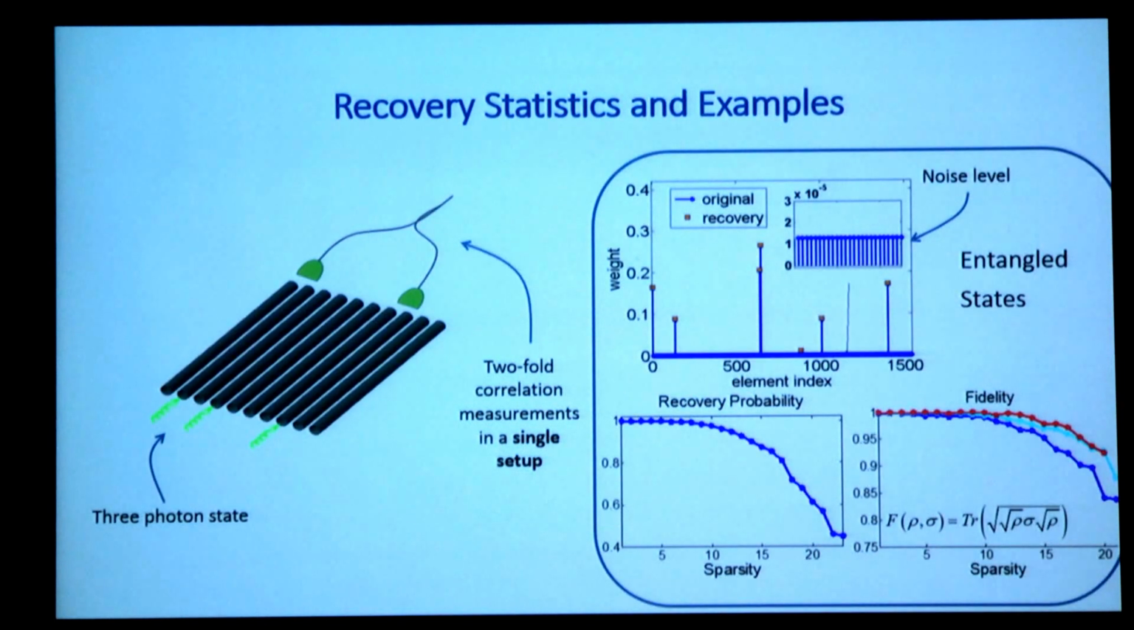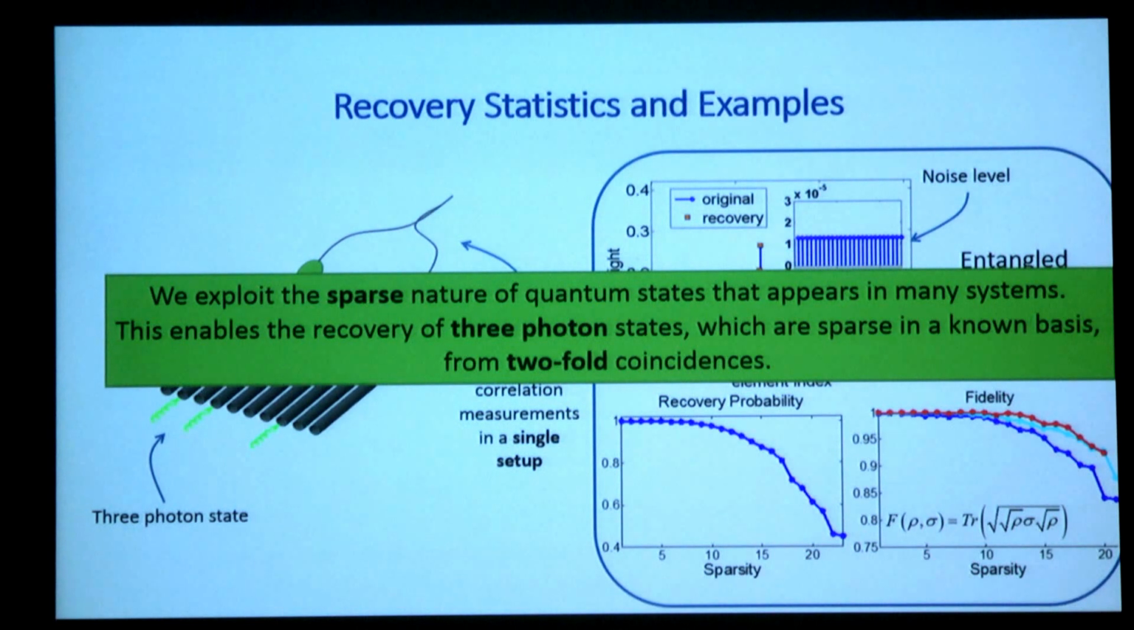Here is another example in the same setup, however, now in a different basis, one including entangled states. As I said, entanglement is an extremely important resource in quantum information. You can see again that the recovery works very well, and it behaves as expected when you increase the number of non-zero elements. If I want to summarize up till now, we have exploited the sparse nature of quantum states that appears in many systems. This allows us the recovery of 3 photon states, which are sparse in a known basis, from two-fold coincidence measurements.